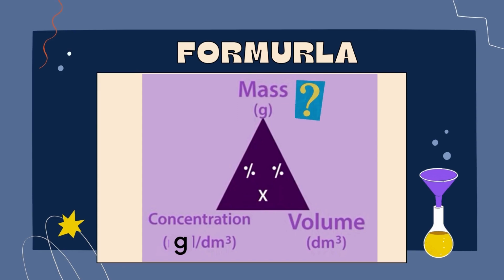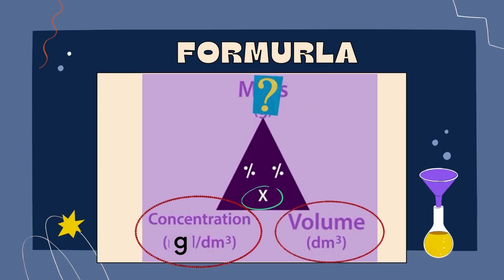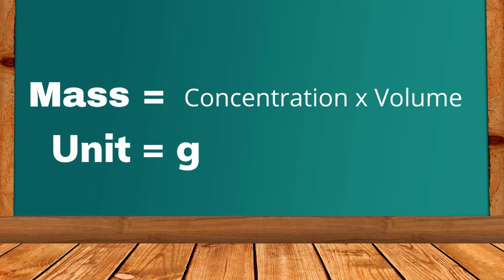Let's say mass is unknown. What will be the formula? To use this triangular formula, tatakpan natin si mass dahil siya ang unknown. Matitira si concentration at volume. Makikita nyo na dalawa ang operation, division and multiplication. Since natira si concentration at volume, ang magiging formula ay concentration times volume. Mass is equal to concentration times volume. The unit for mass is small g or gram or grams.